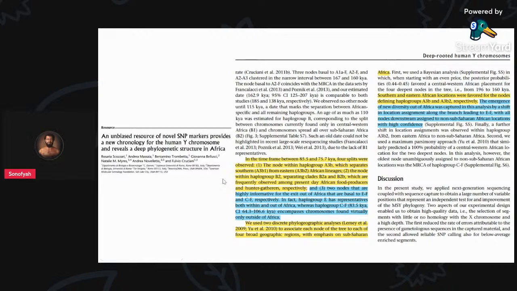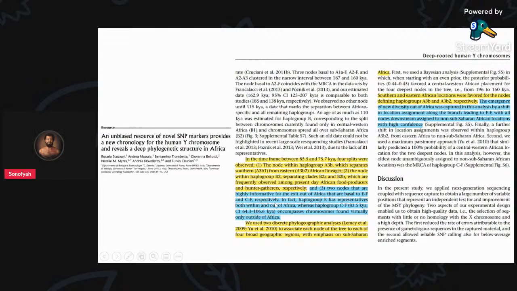So it says, in the time frame between 85.5 and 75.7 thousand years ago, four splits were observed. The node within haplogroup A3B would separate southern A3B1 from eastern A3B2 African lineages. The node within haplogroup B2 separating clades B2A and B2B, which are frequently observed amongst present-day African food producers and hunter-gatherers, respectively. And three, two nodes that are highly informative from the exit out of Africa that are basal to E through F and C through F, respectively.